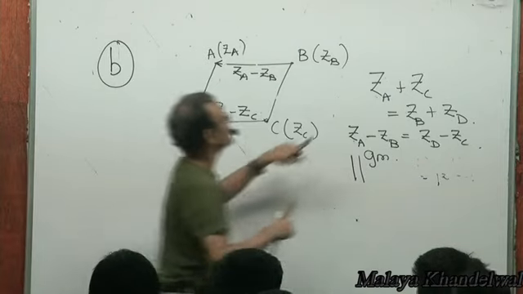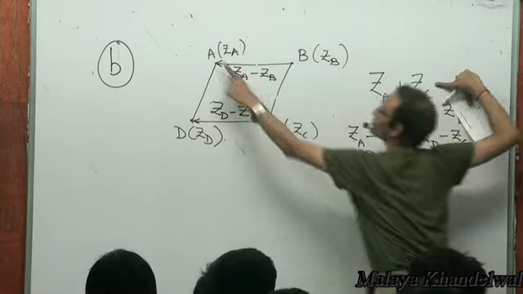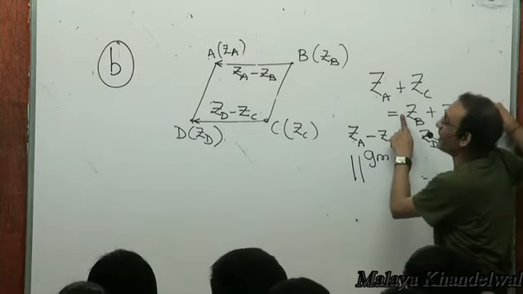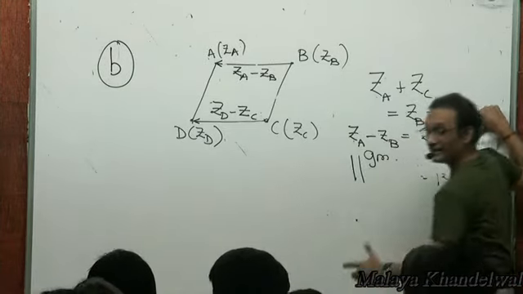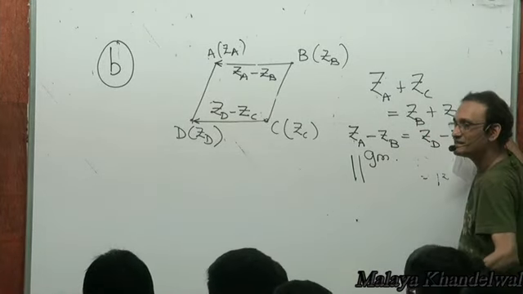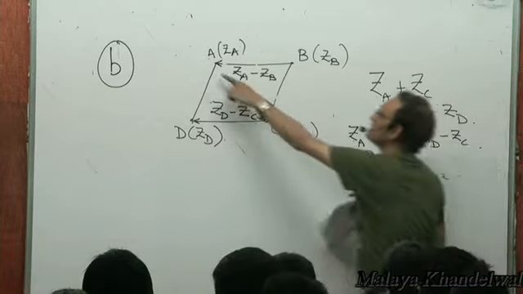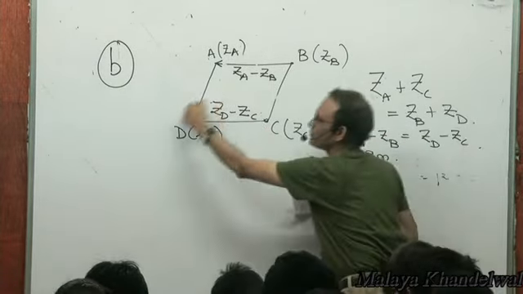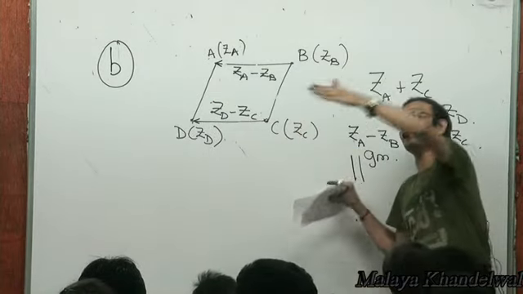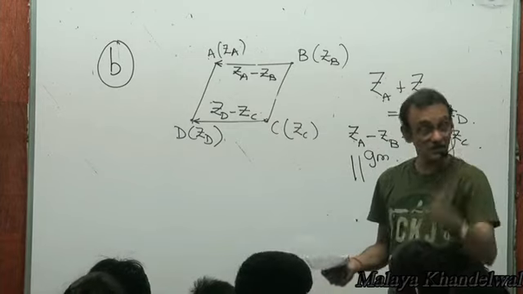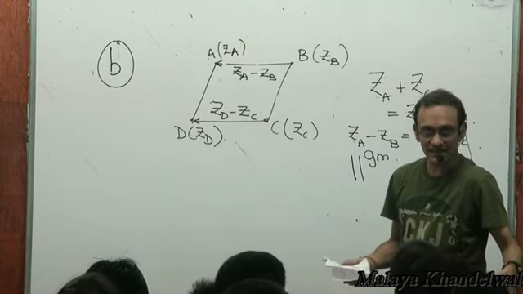Also, do you see that ZA plus ZC by 2 is the midpoint of AC, and ZB plus ZD by 2 is the midpoint of BD. Diagonals of a parallelogram bisect each other, isn't it? AC and BD have the same midpoint, which means they bisect each other. Diagonals of a parallelogram bisect each other.